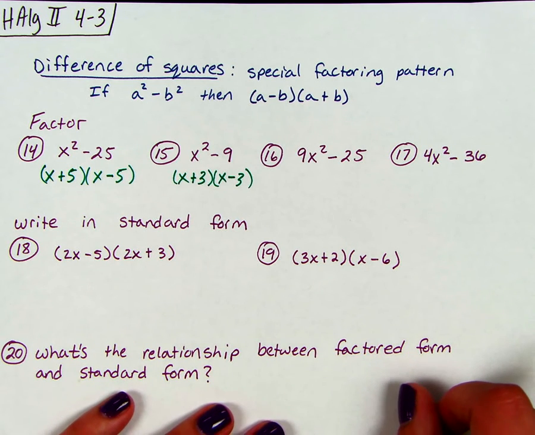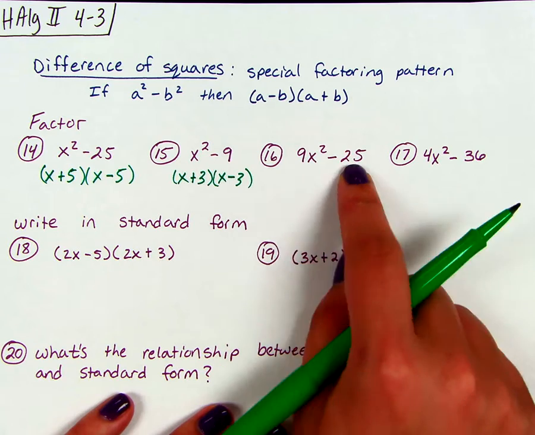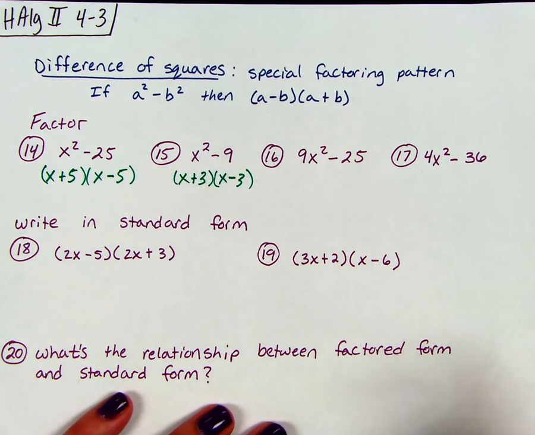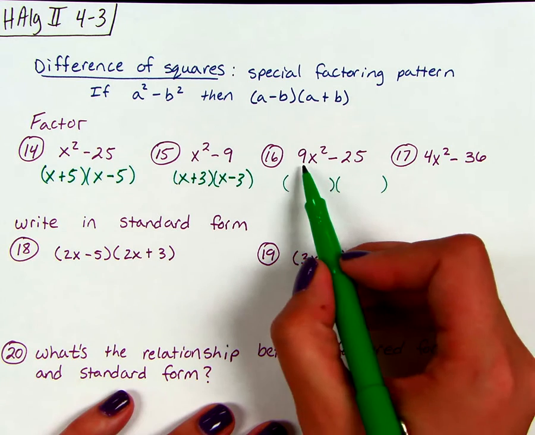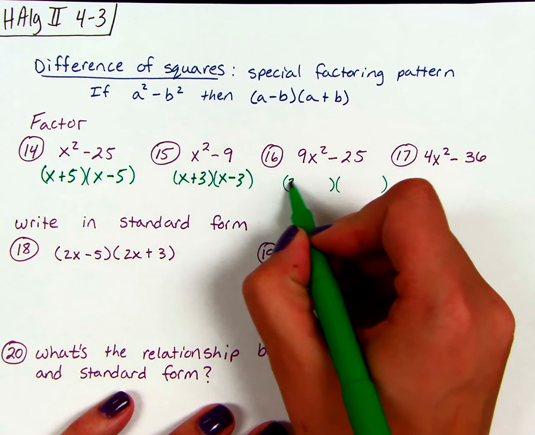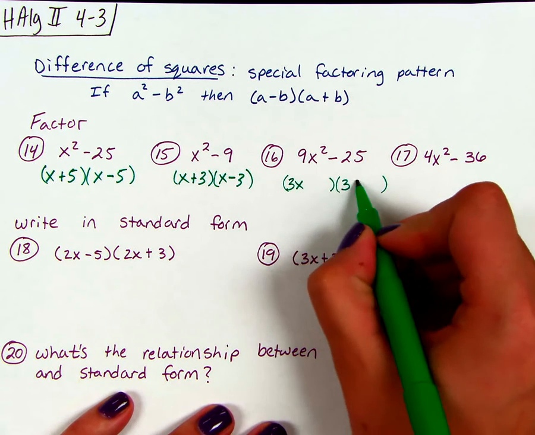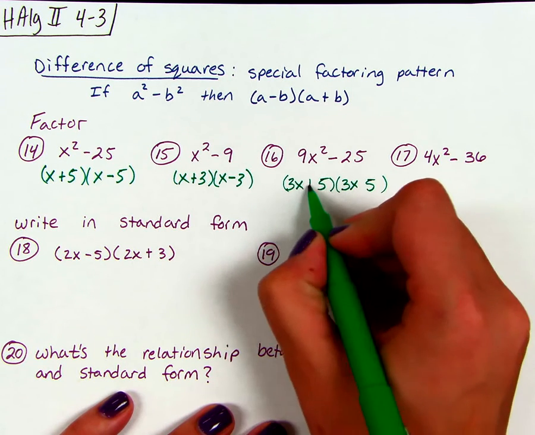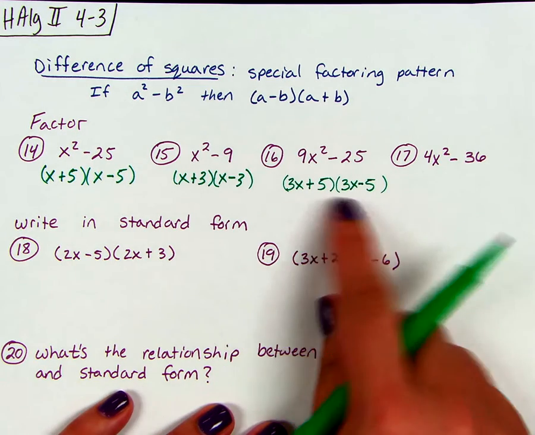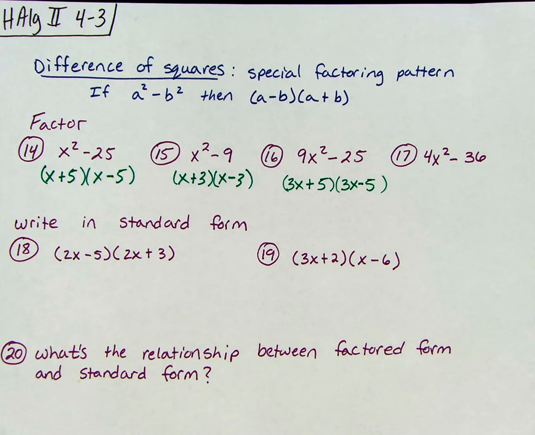All right, 16. Again, 9 is a perfect square and 25 is a perfect square. So again, setting up our double set of parentheses, the square root of 9x squared is going to be 3x, and then 3x. Square root of 25 we know is 5, and we'll have a positive and a negative. And the order that you write those in doesn't matter. We just need to have both sets.